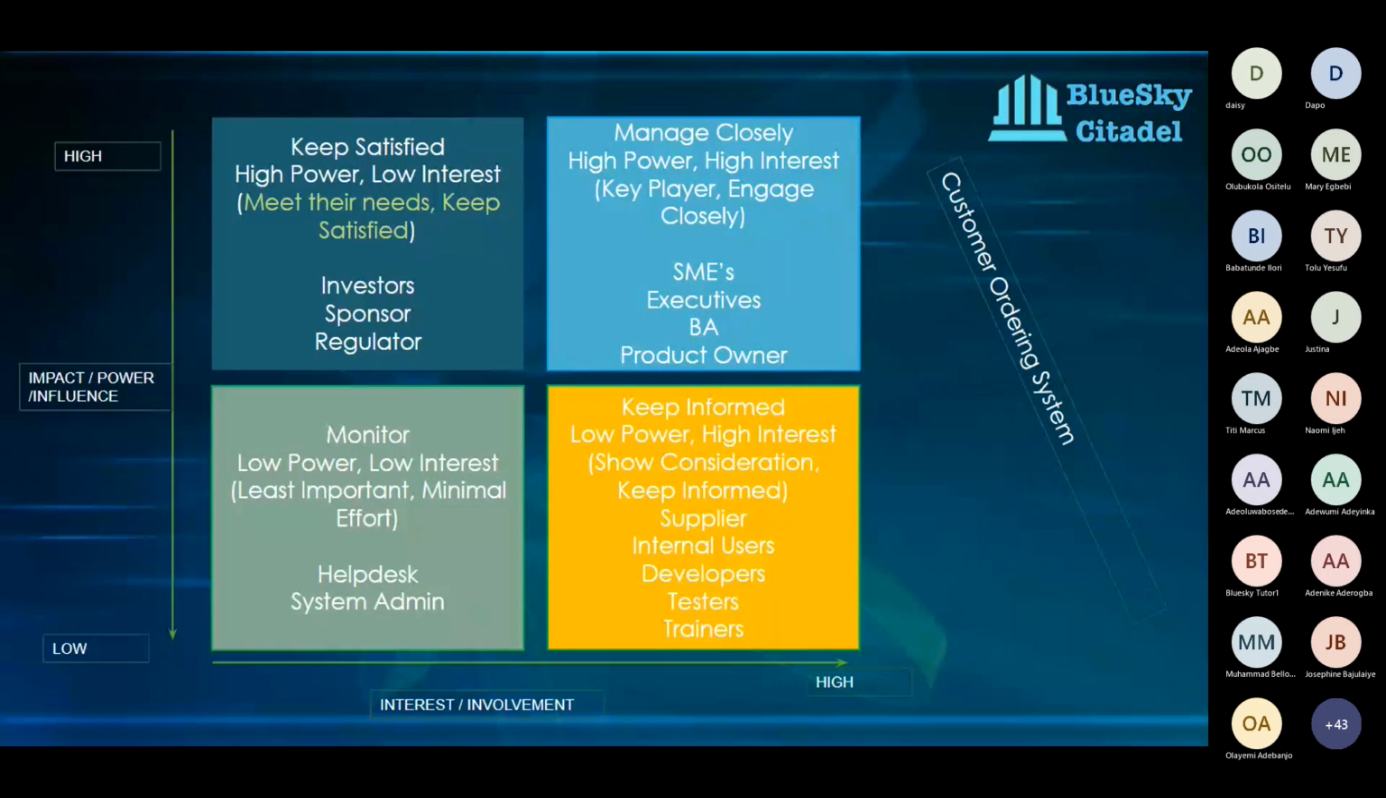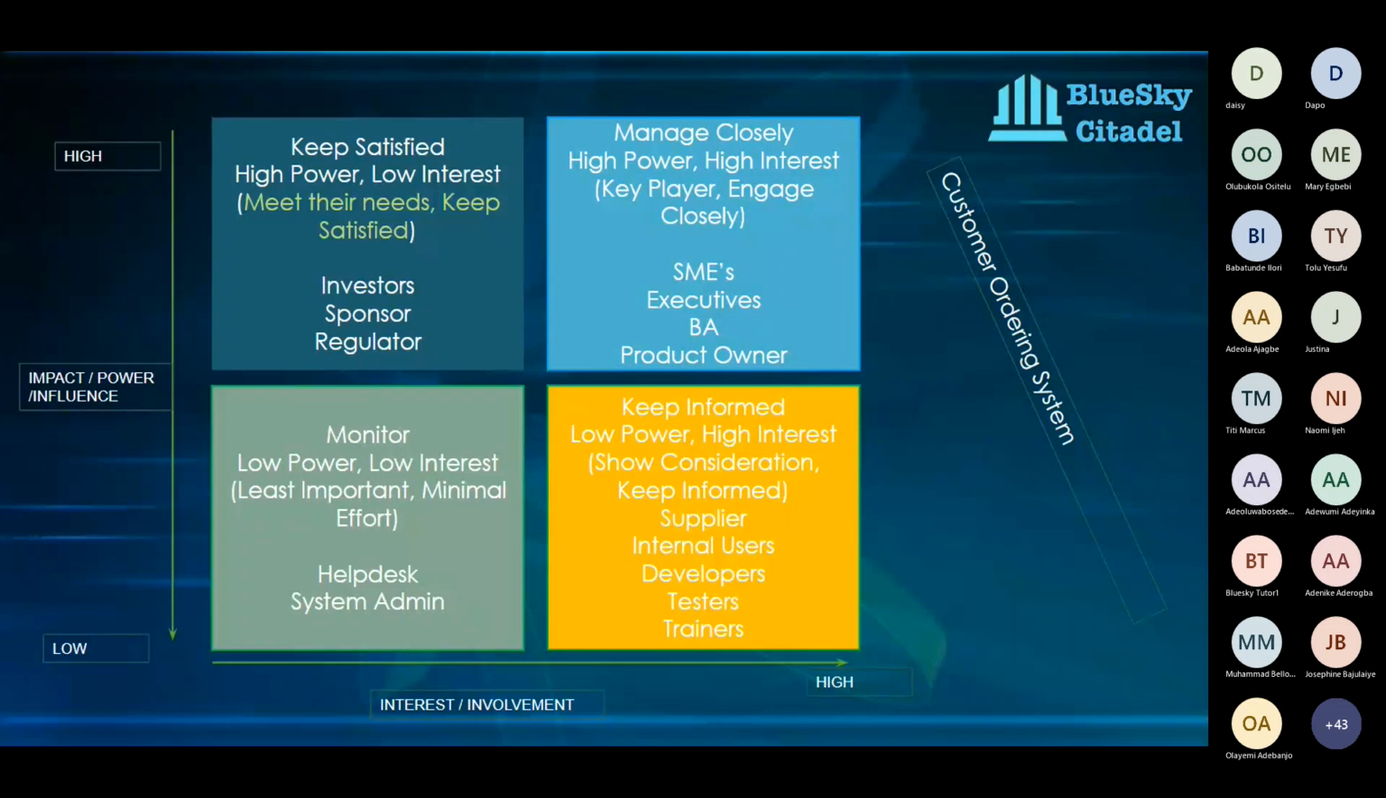Now we have the low power, which is the low axis here. So on this axis and on this axis, they fall under the low category. So the low power here and the low interest here. So these are, let's say, the least important or minimal, the ones that we will put in minimal effort. Remember that I said earlier on that with stakeholders, you need to identify which ones are high level, the important ones that you need to interact with very quickly first.